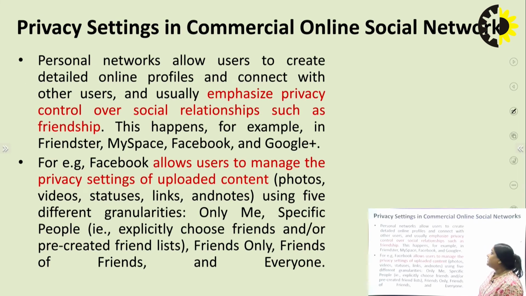Now, privacy settings in commercial online social networks. Personal networks allow users to create detailed online profiles and connect with other users, and usually emphasize privacy control over social relationships such as friendship. For example, we can see this type of relationship on social media accounts like Facebook, Google Plus, Twitter, Instagram, and many more sites. For example, Facebook allows users to manage the privacy settings of the uploaded content. Content like photos, videos, status, links, notes, and other granularities.